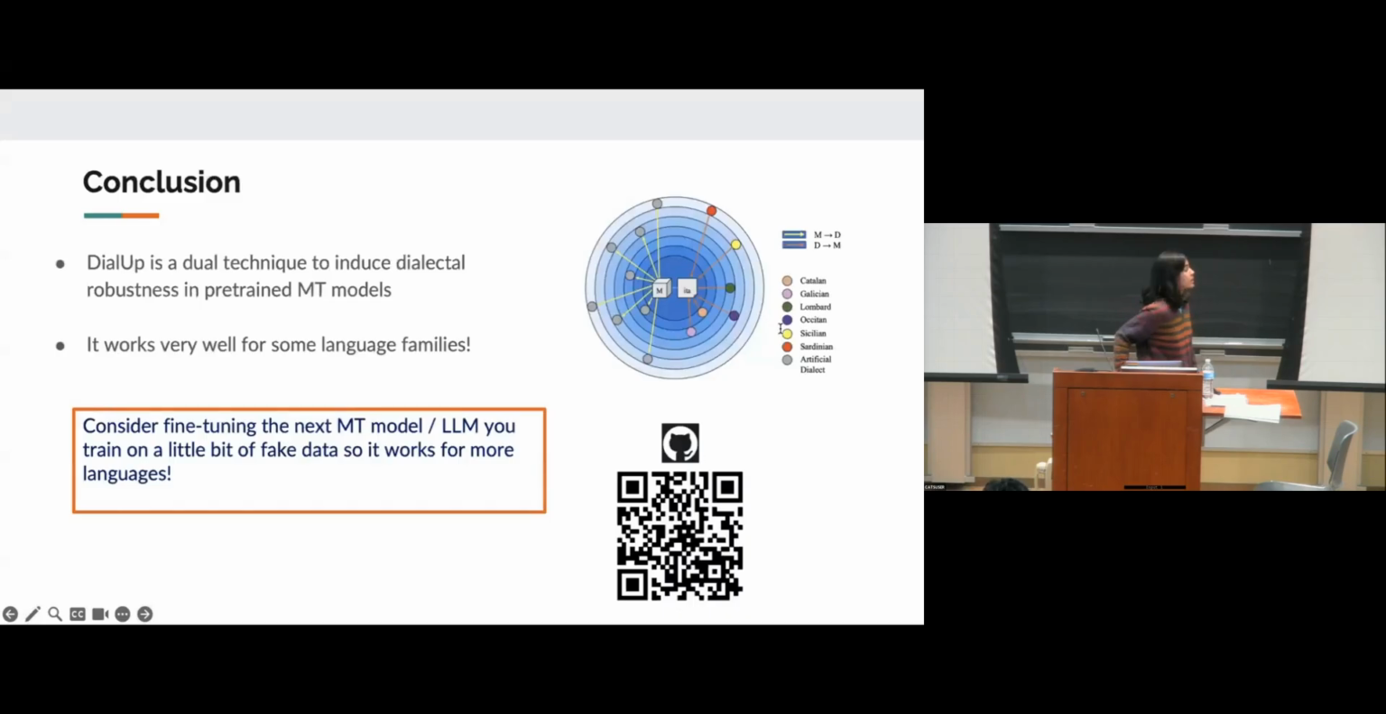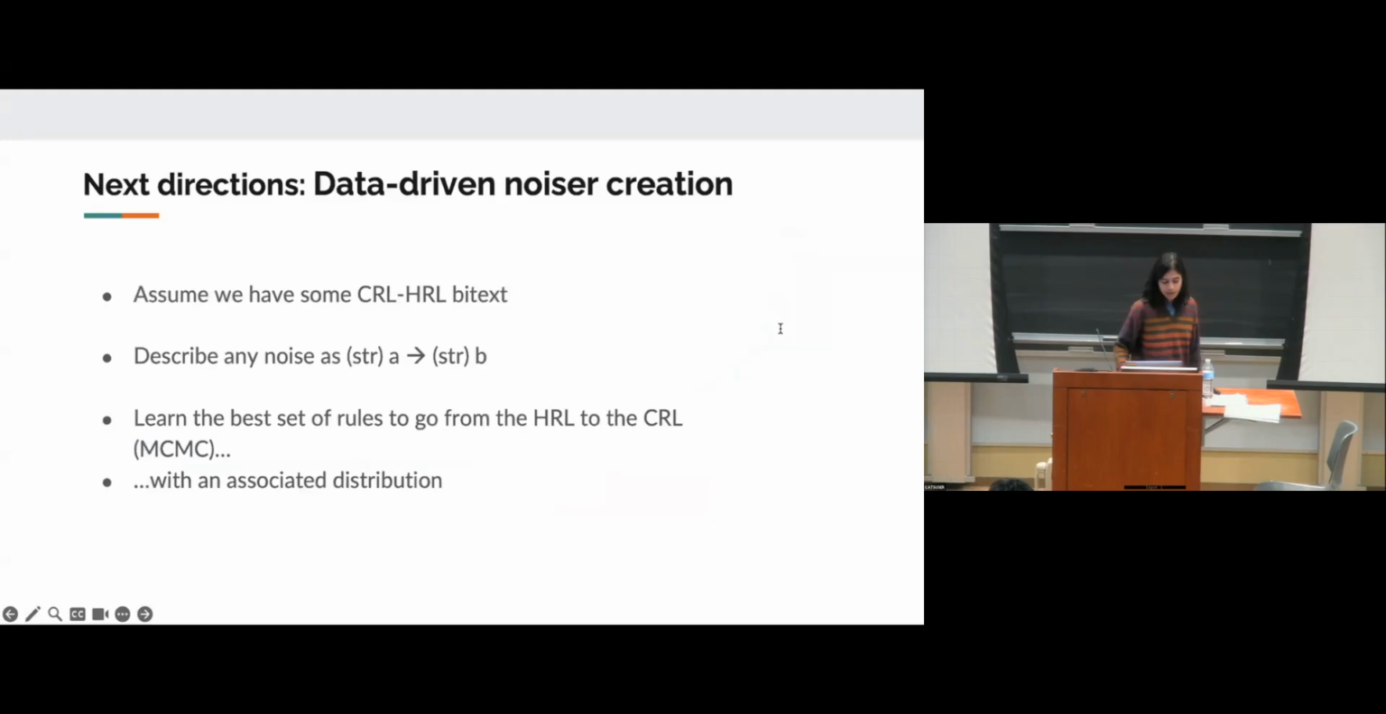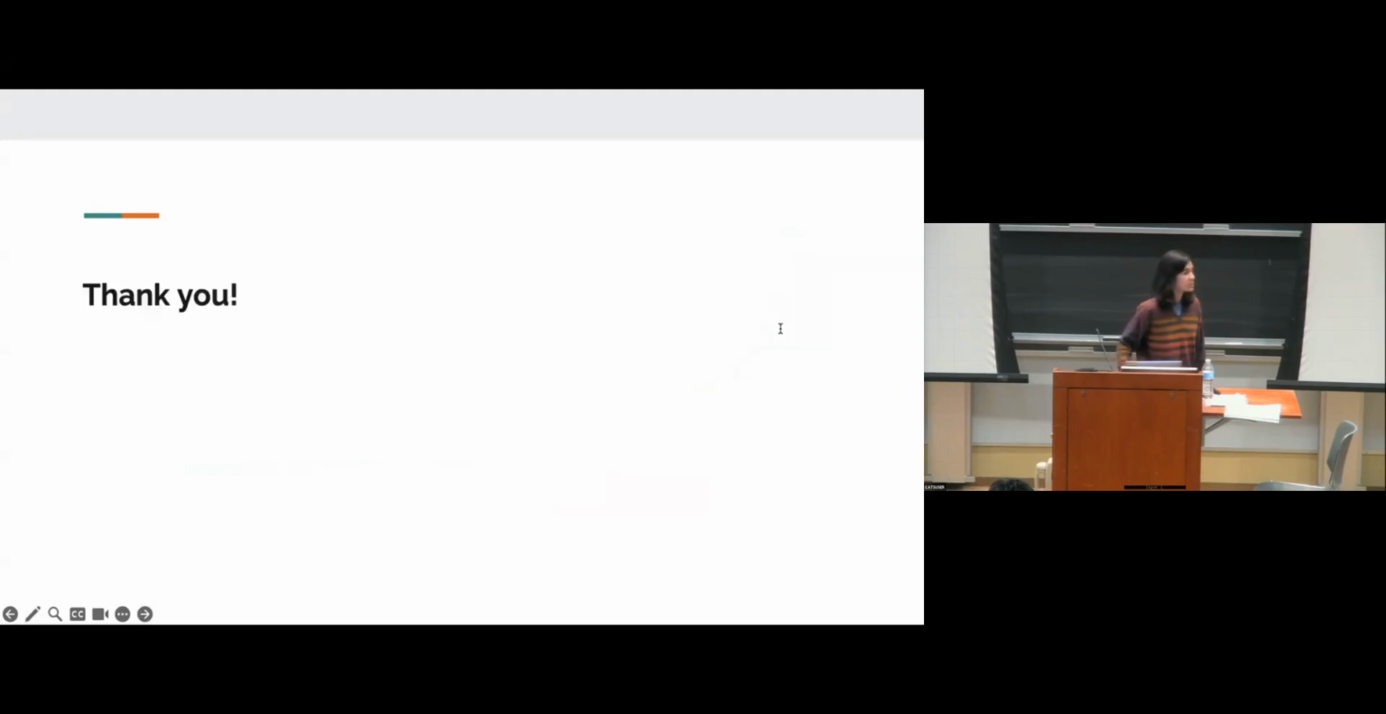And then, yeah, that's it. We introduced this dual technique for dialectal robustness, and we hope that people use it. And these are just some next directions, but that's all.